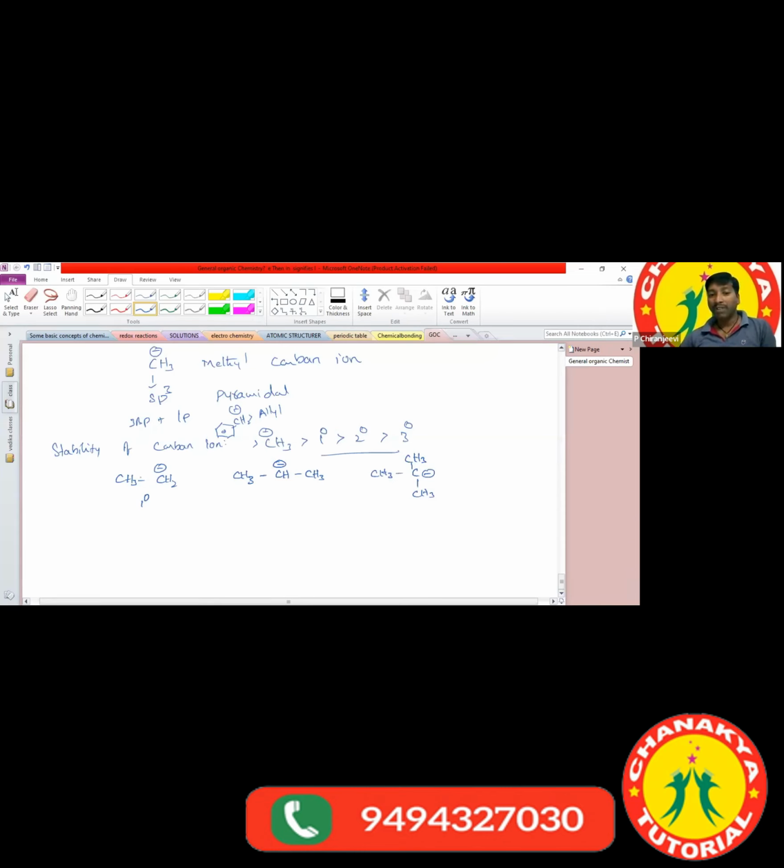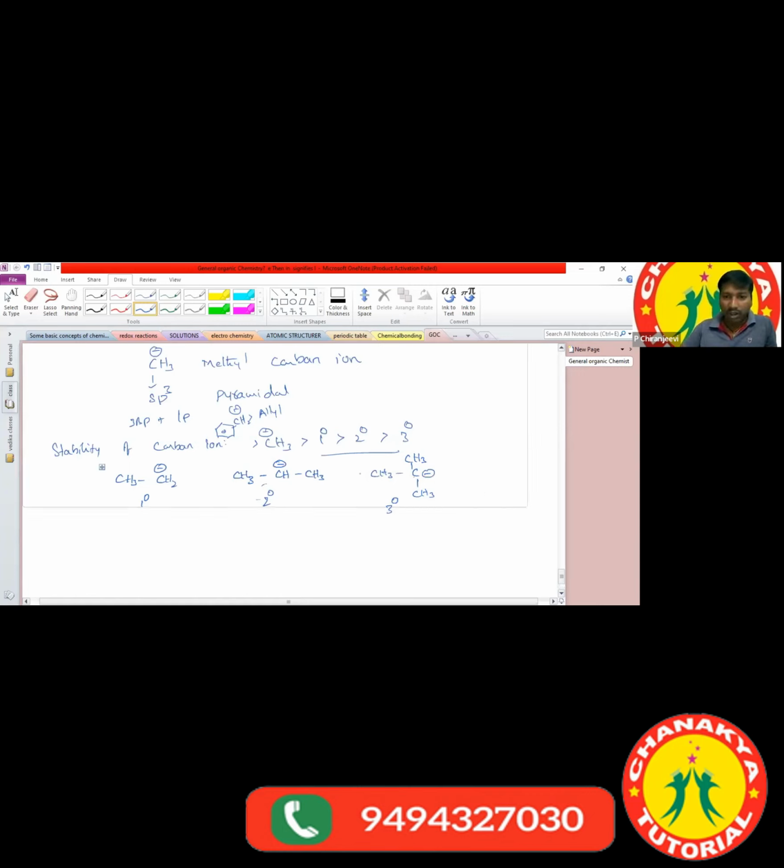The charged carbon which is attached to two neighboring carbon atoms is called a secondary carbon. The charged carbon which is attached to three neighboring carbon atoms is called a tertiary carbon. Okay, so we can call these primary, secondary, tertiary. Now we have clarity here. Okay, yes sir, next one.